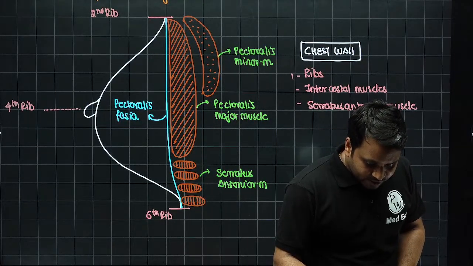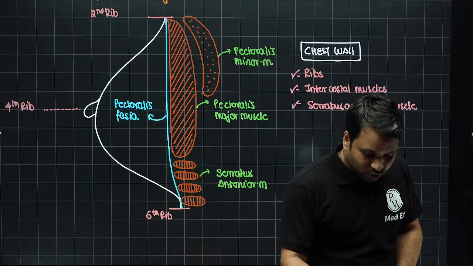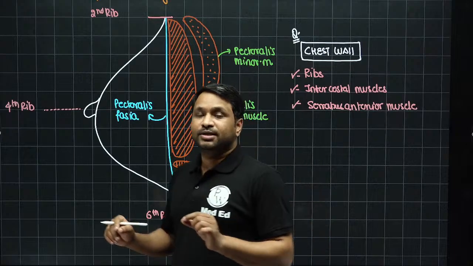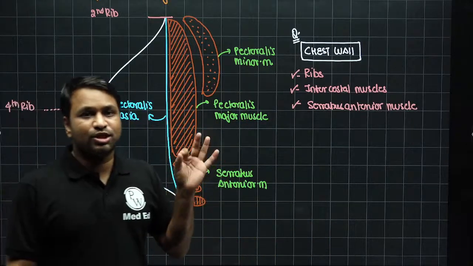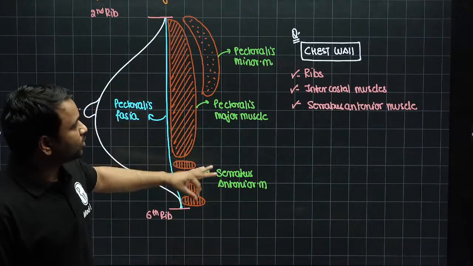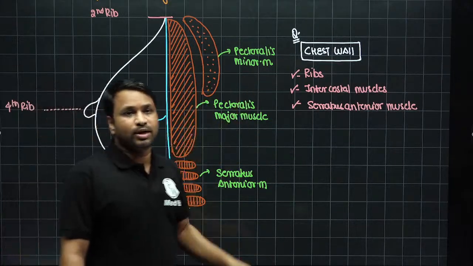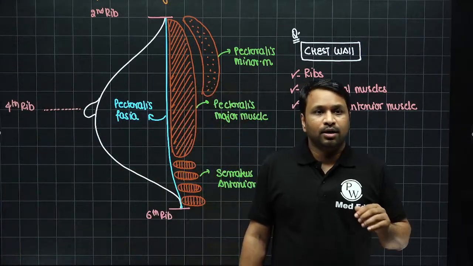So you have the ribs, the intercostal muscles, and the serratus anterior group, which is what we call the chest wall. The carry-home message is that when I say chest wall, you will notice that chest wall does not include the pectoralis major or the pectoralis minor muscle, right?